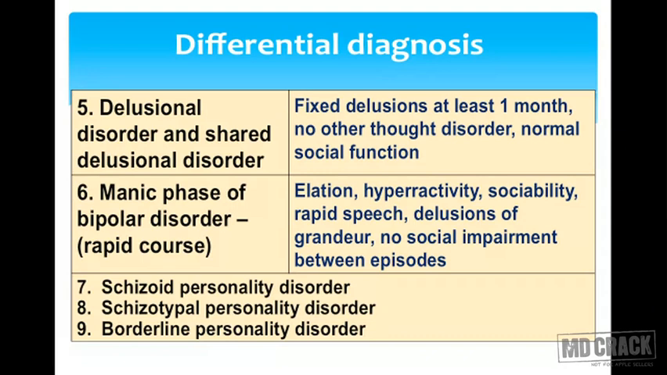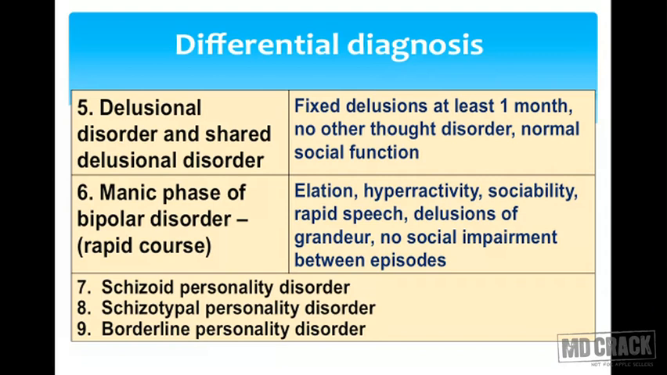The next one is manic phase of bipolar disorder, which has got an extremely rapid course. So this is different from schizophrenia. It's a manic phase, so the patient may have psychotic symptoms. But in addition to this, the patient has got some typical features of mania. That's elation, that's high mood, hyperreactivity, then there is sociability, rapid speech. There are delusions of grandeur. Typically the patient feels, I'm great, I'm someone great. That's the delusion of grandeur. And there's no social impairment in between the episodes. That's important to remember. So that's mania, that's manic phase of bipolar disorder.